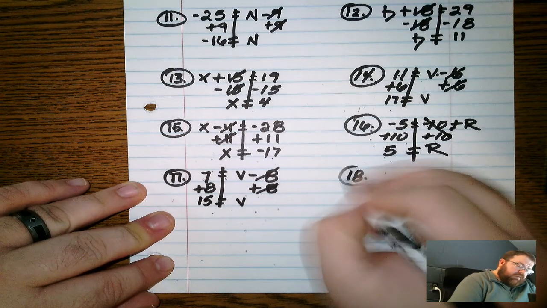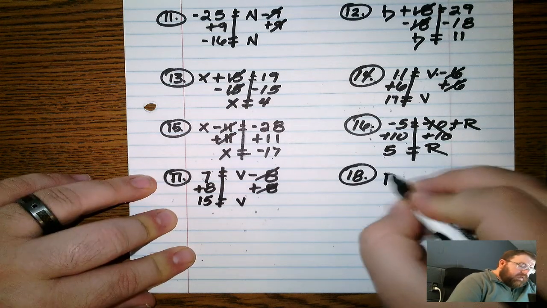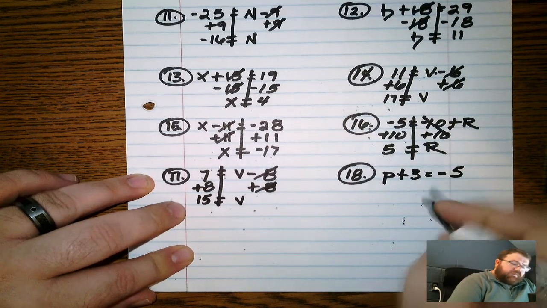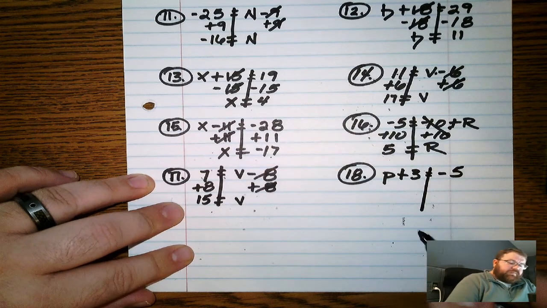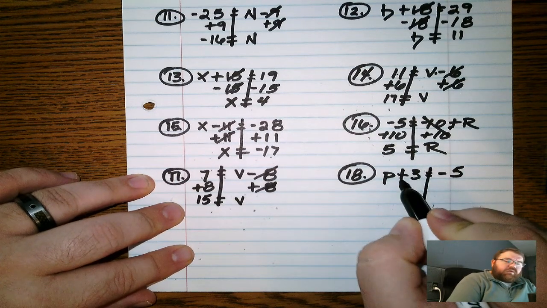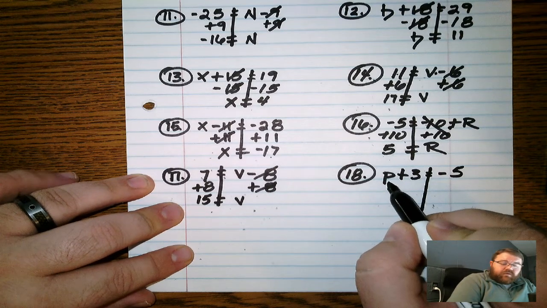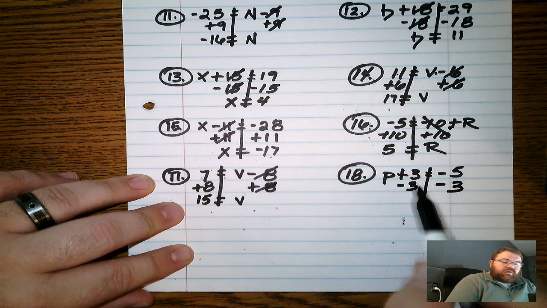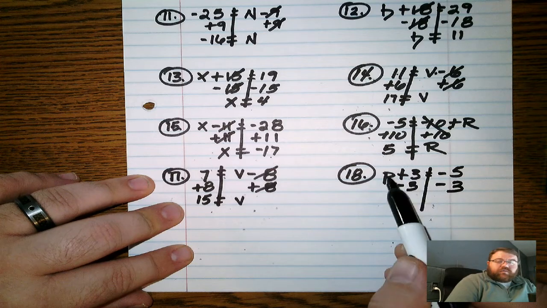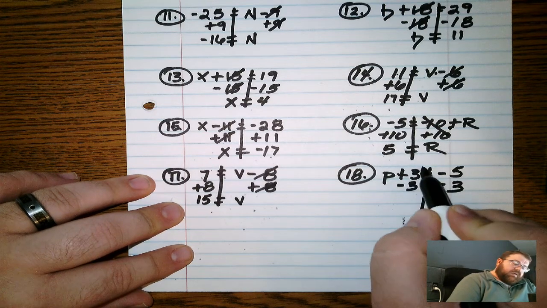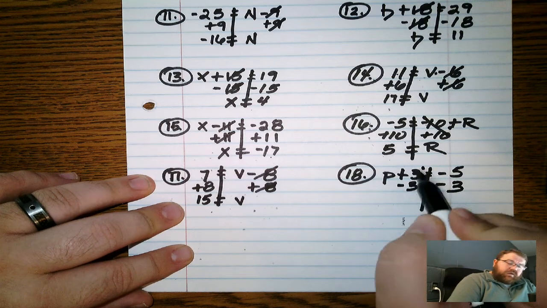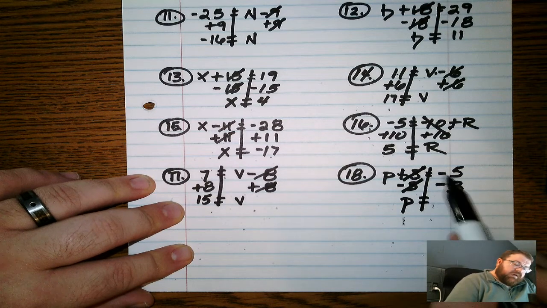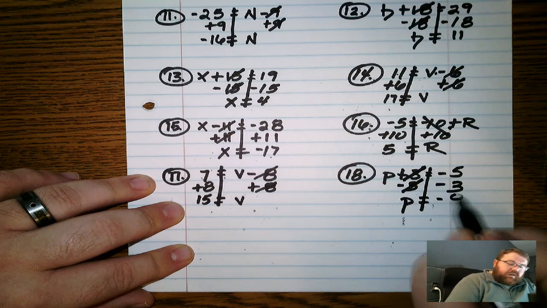Number 18 is p plus 3 is equal to negative 5. Draw my line. Remember, your goal is to get p by itself. So I'm going to subtract 3 from both sides. It's going to do the opposite of whatever this is doing to my variable. Positive 3 minus 3 equals 0, so these cancel. p is equal to negative 5 minus 3, which would be negative 8.